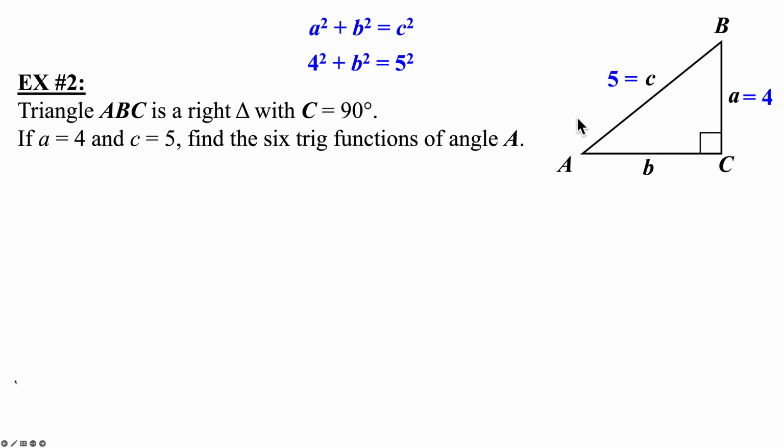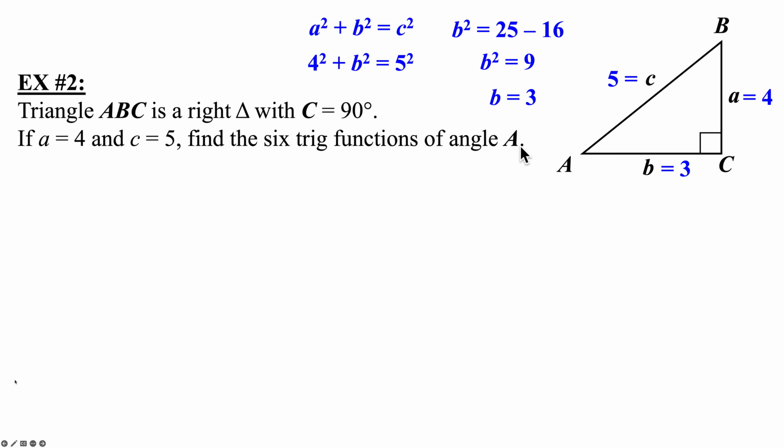So I plug in my values. 4 goes in for A, that's 4 squared, plus B squared equals, plug in 5 for C, C squared. Subtract over the 4 squared, or you can make the numbers 25 and 16. 25 minus 16 is 9. The square root of 9 is 3. So the value of B is 3. So all 3 sides are labeled like we did in example 1.